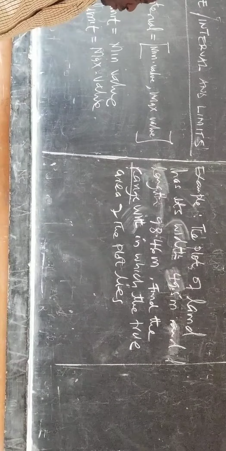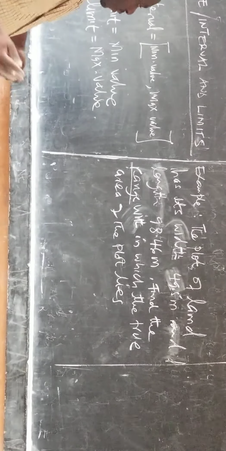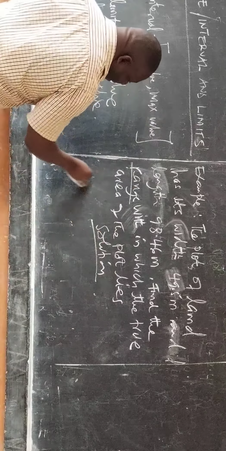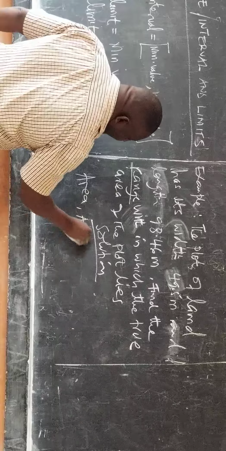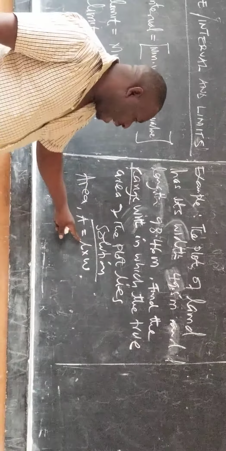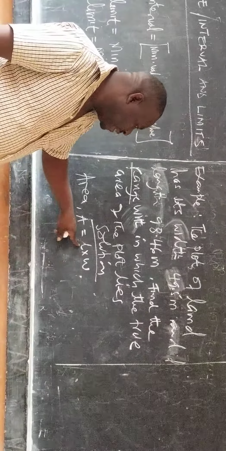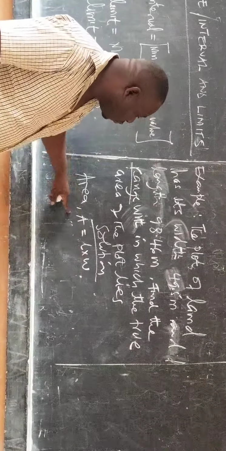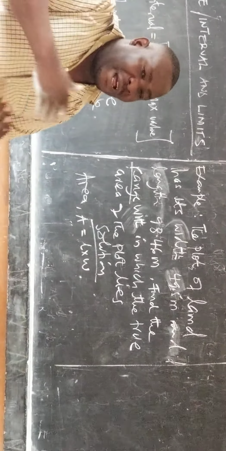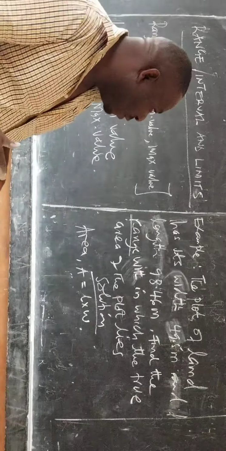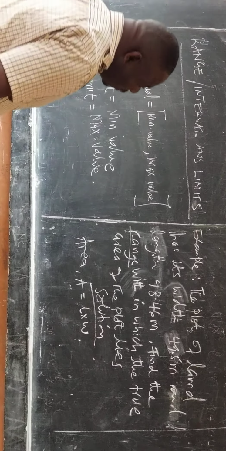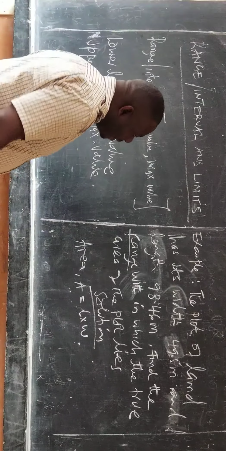first of all we need to know the definition of the area. In our solution here, the area A is defined as length times width. So the area is an expression of two quantities, the length and the width. To get the interval, first of all we need to get the lower limit and the upper limit, that is the minimum and the maximum value. Then we get the interval within which the true area is expected to lie.